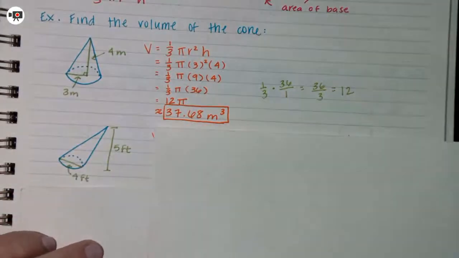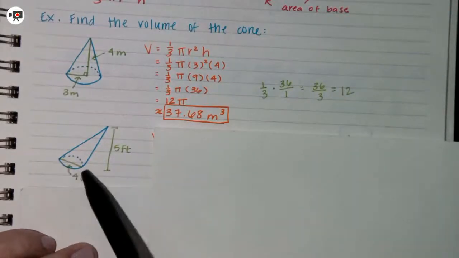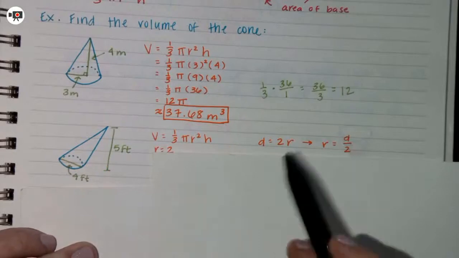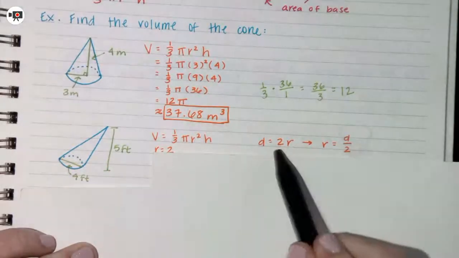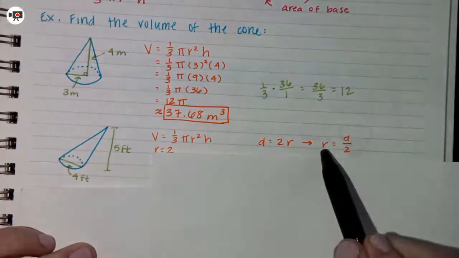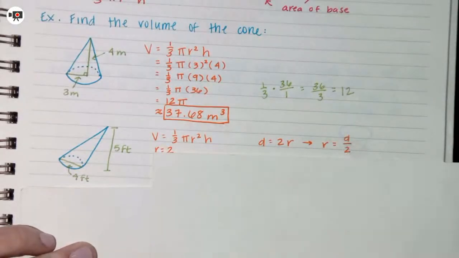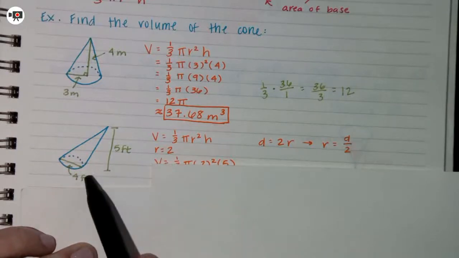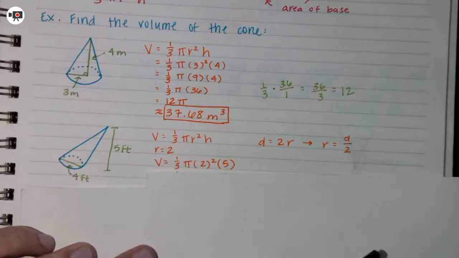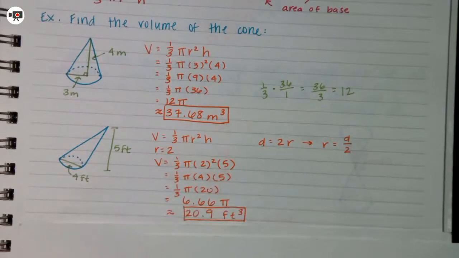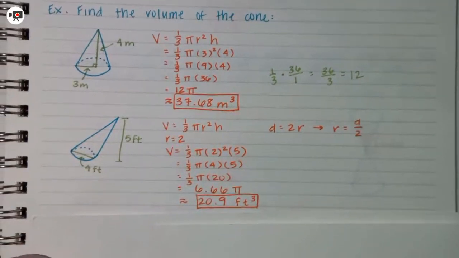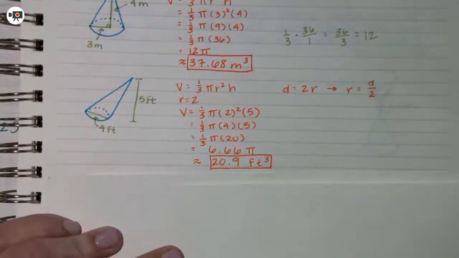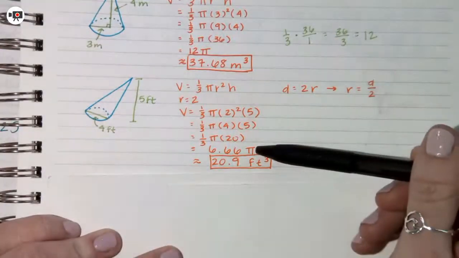For this cone, it is slanted, so I'm using the height that is perpendicular to the base. And I'm given the diameter, which is 4. Diameter is twice or 2 times the radius, so radius is diameter divided by 2. So the radius here would be 2 because 4 divided by 2 is 2. Now plug in what I know, simplify, and you get 20.9 feet cubed. And these are about because I'm using 3.14 instead of pi.